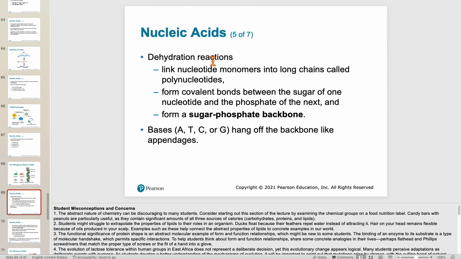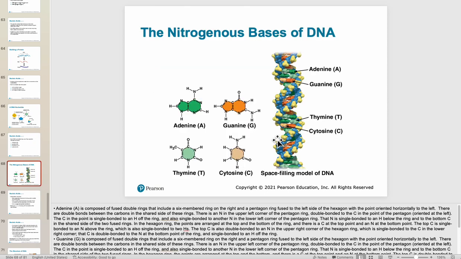Okay, again, you're not writing this part. I already gave it to you. We are doing dehydration to put things together. Now let me go back a slide. When I join A and T together, it's going to be done with one single hydrogen bond.